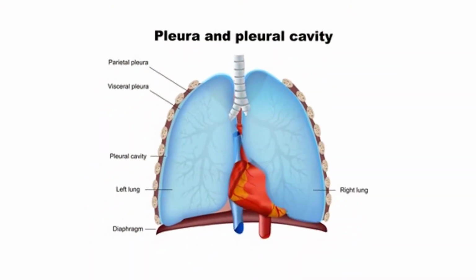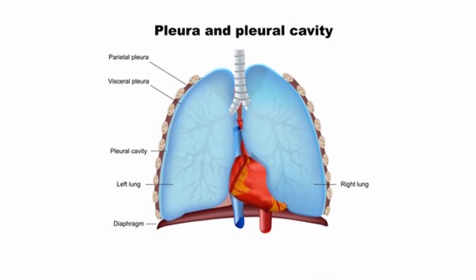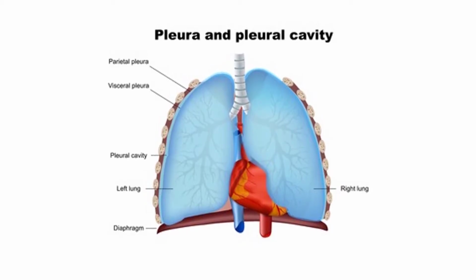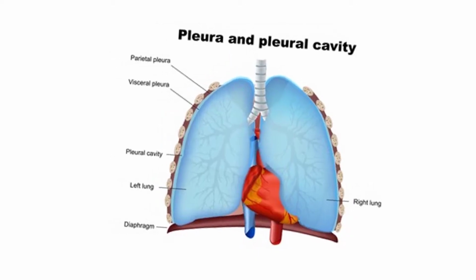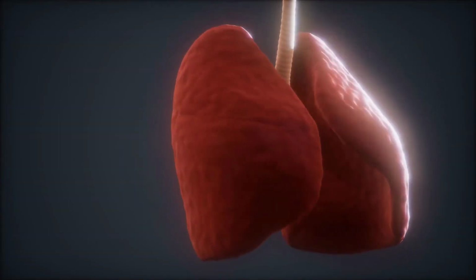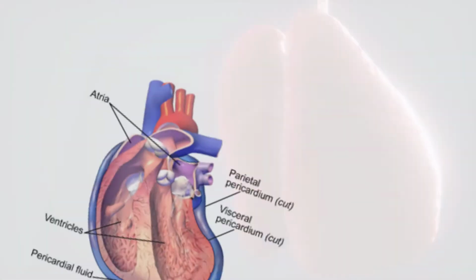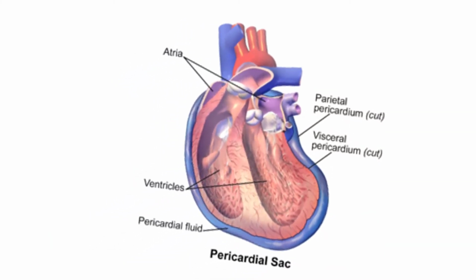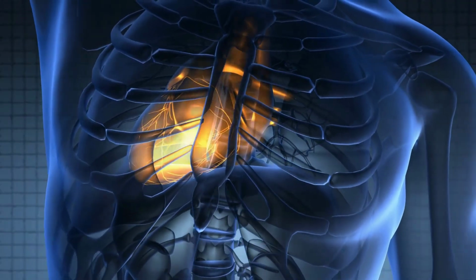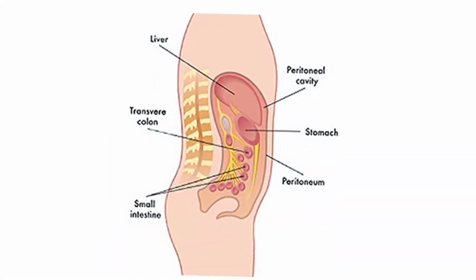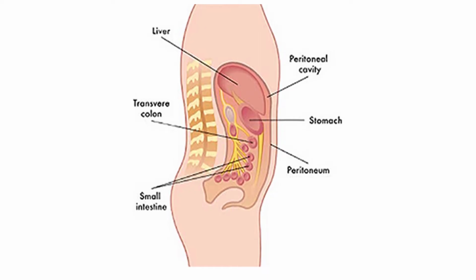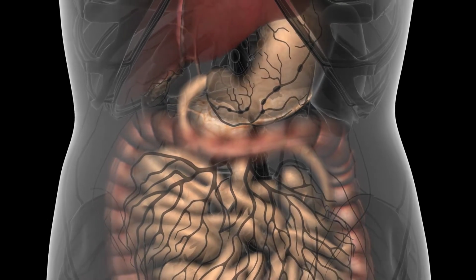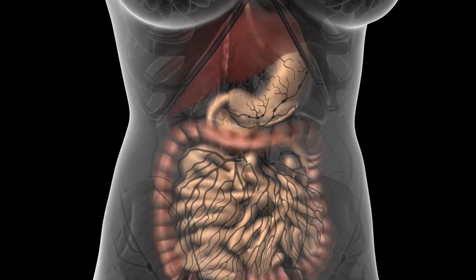There are 3 serous cavities, each having their own associated membranes. The pleura is the serous membrane that encloses the pleural cavity. The pleural cavity surrounds the lungs. The pericardium is the serous membrane that encloses the pericardial cavity, and the pericardial cavity surrounds the heart. The peritoneum is the serous membrane that encloses the peritoneal cavity. The peritoneal cavity surrounds several organs in the abdominal pelvic cavity.